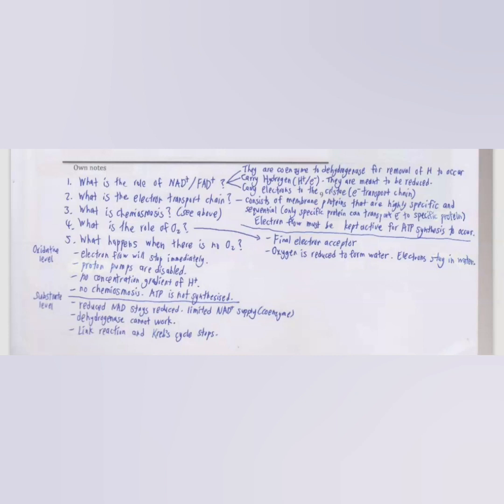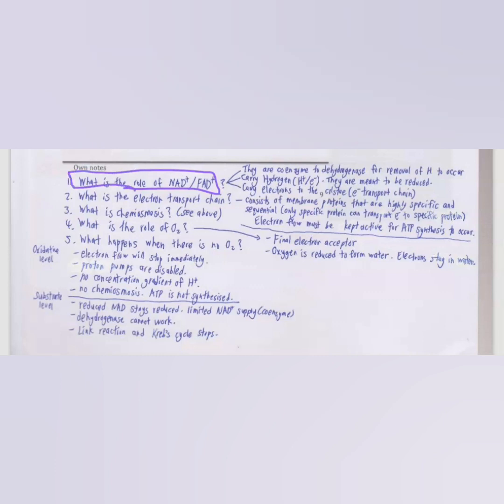Here are some of the questions from oxidative phosphorylation. The product of oxidative phosphorylation we have discussed: 28 ATP molecules are being produced by oxidative phosphorylation from reduced NAD and reduced FAD. And at the end, the NAD and FAD are set free. So there is a question: what is the role of this NAD and FAD?